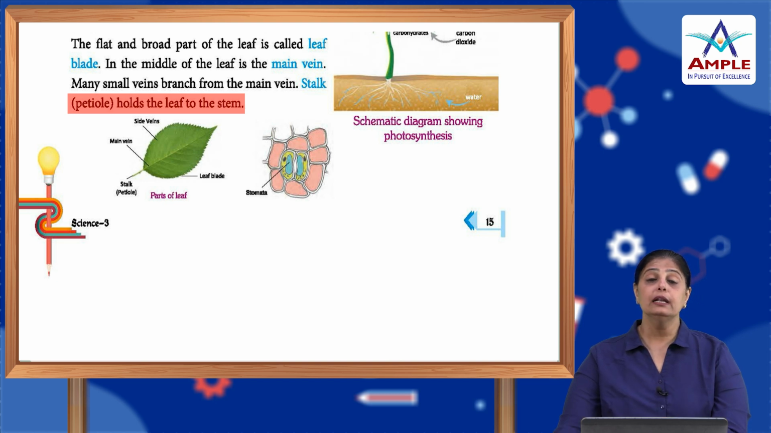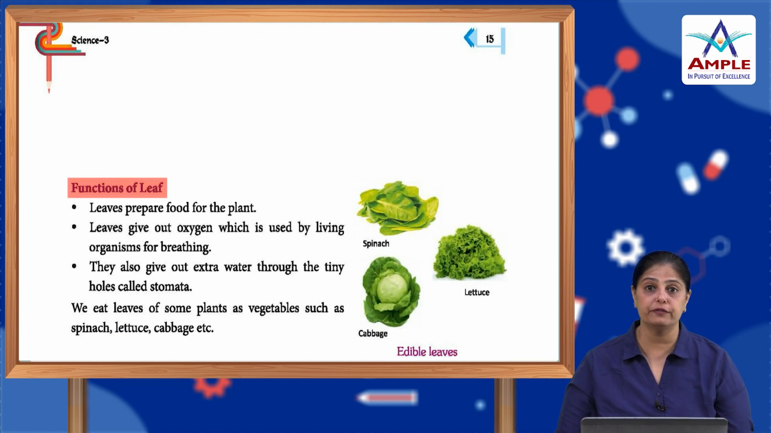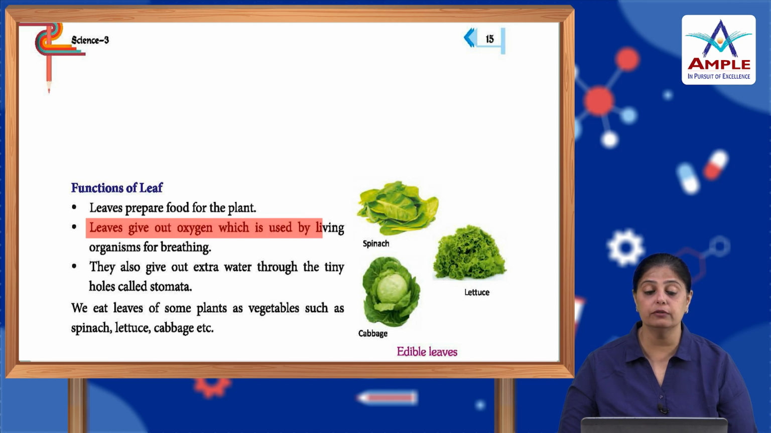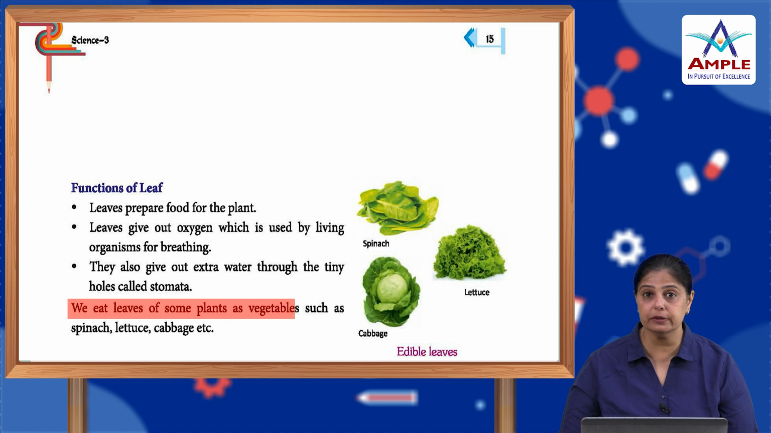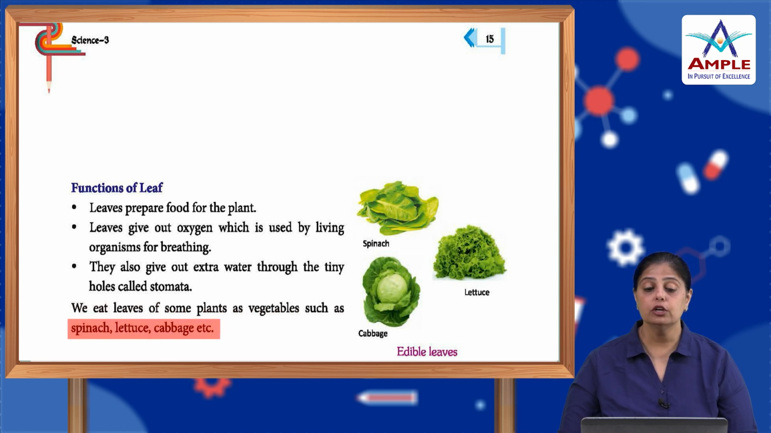Now, let us talk about the function of leaf. Leaves prepare food for the plant. Leaves give out oxygen which is used by living organisms for breathing. They also give out extra water through the tiny holes called stomata. We eat leaves of some plants as vegetables such as spinach, lettuce, cabbage, etc. So, these leaves prepare the food for the plant.